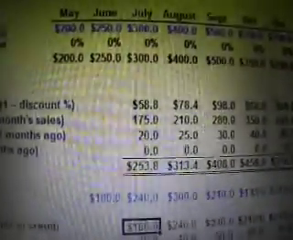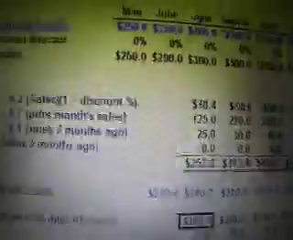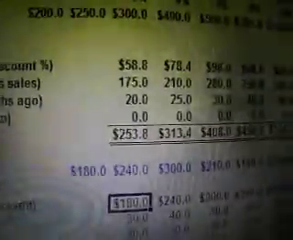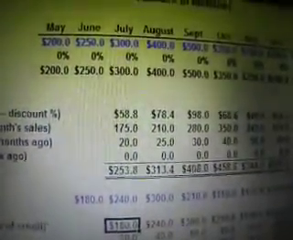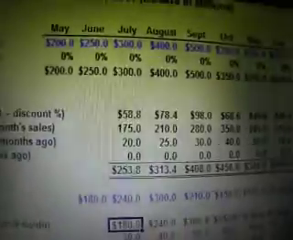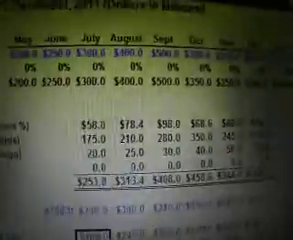Now what are the payments? The payments are made after 30 days. So what we purchased in June is going to be paid in July. What was purchased in July is going to be paid in August and so on.